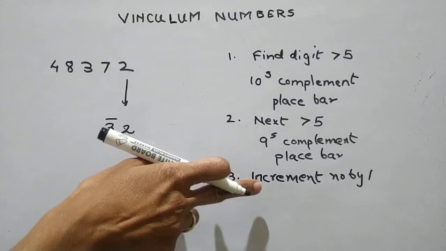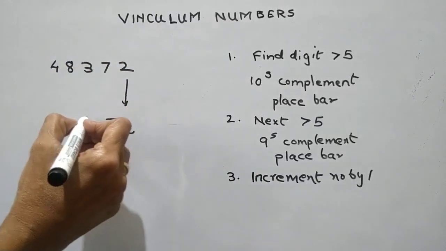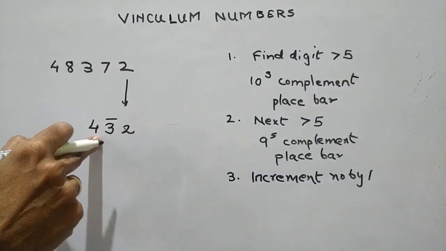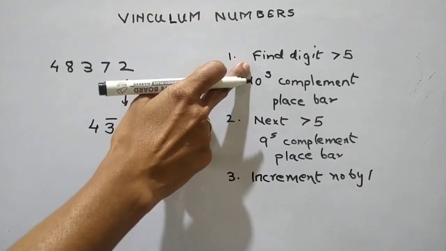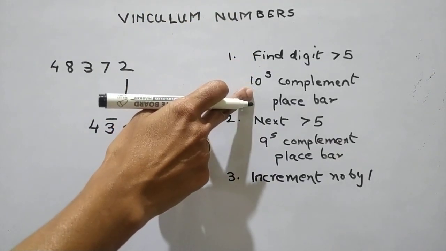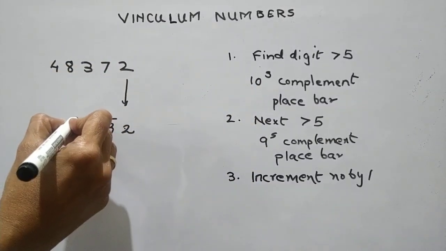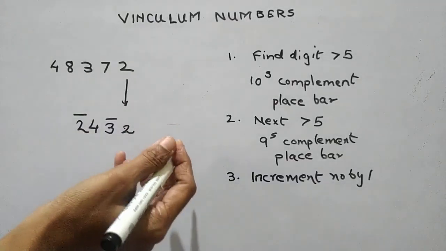So, third step is what? Increment the number by 1. Increment this 3. 3 plus 1 is 4. So, now we have 4 over here. Then go to the next digit 8, which is greater than 5. So, again we take tens complement. Here 10 minus 8 is 2, and we place a bar over it.